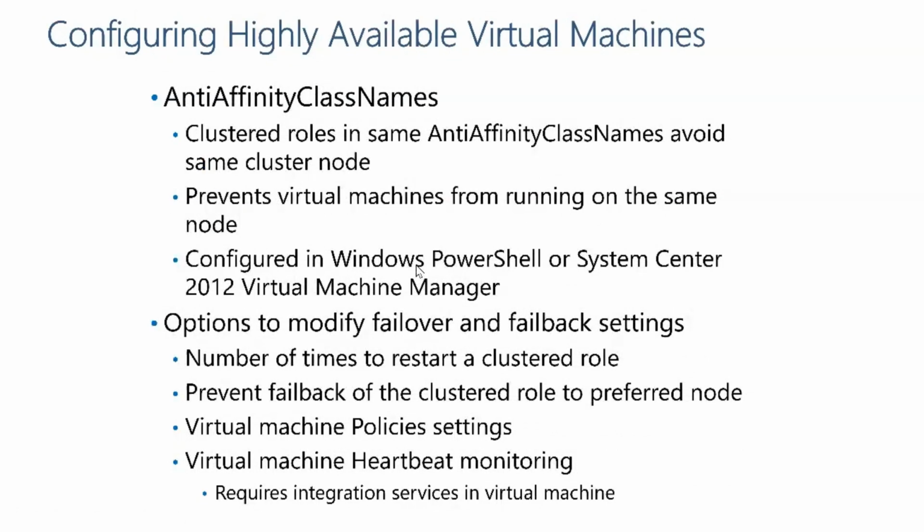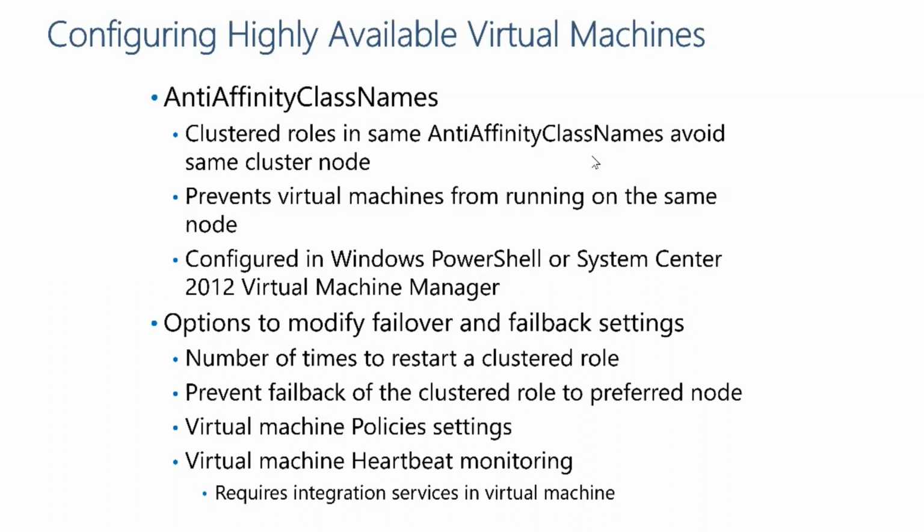Remember, if affinity is where you want to be on something, anti-affinity is you want to stay away from it. So basically, AntiAffinity class name: cluster roles in the same AntiAffinity class avoid the same cluster node. So what does that mean? So if I have two virtual machines which are in the same AntiAffinity class, let's say I've got CPU intensive VM1 and CPU intensive VM2, I put them in the same AntiAffinity rule.